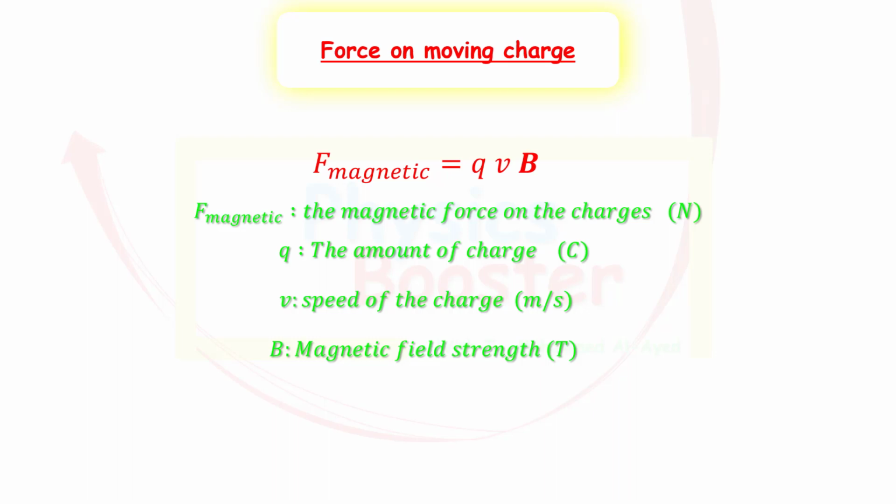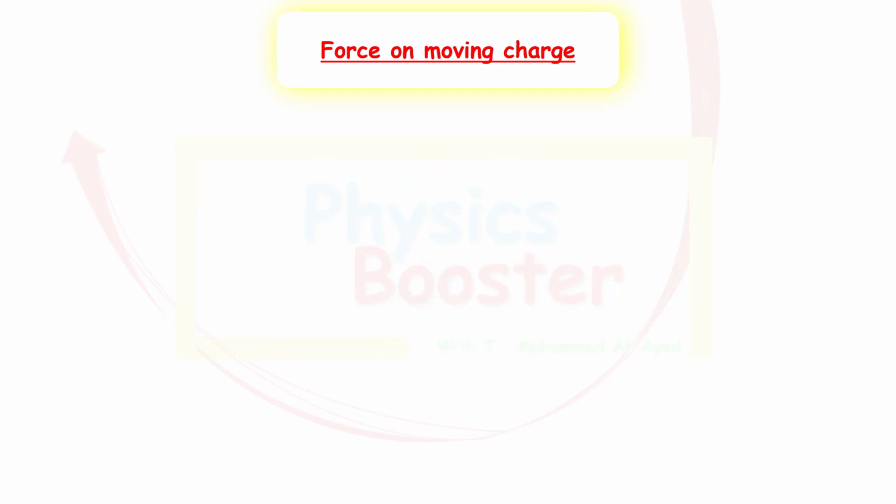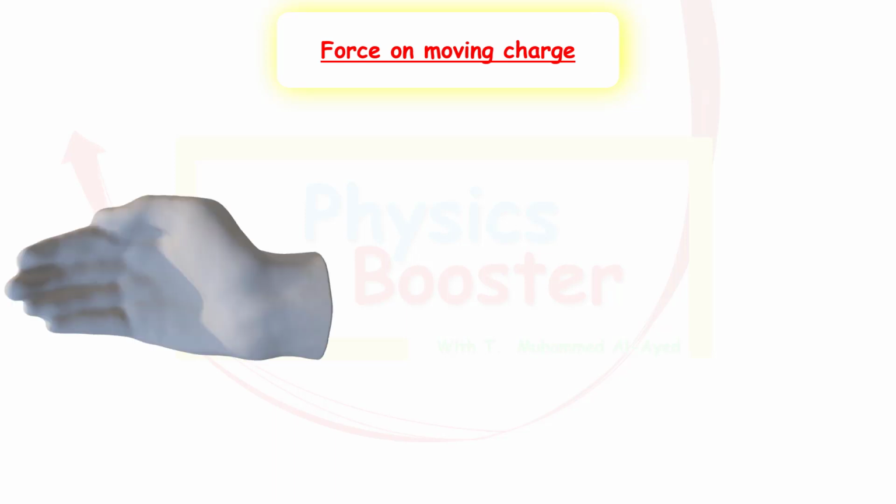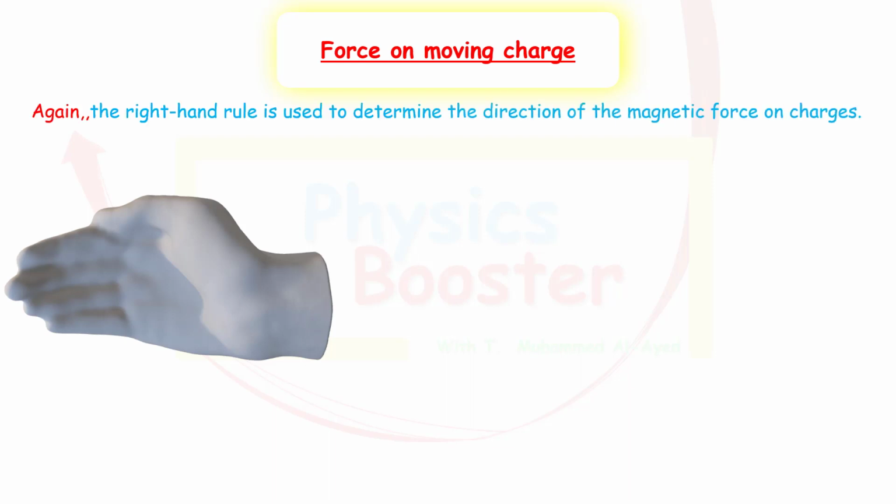Now, the most important thing is not calculating the force, it's knowing the direction of the force. The direction of the force will not be the same as the direction of the movement. What do we mean by that? We will need to use the right-hand rule. So we will be using the right-hand rule to determine the direction of the magnetic force on the charge. Remember, the magnetic force on the charge is not in the same direction as the moving charge.